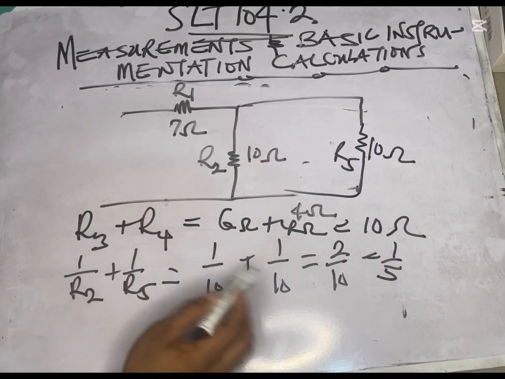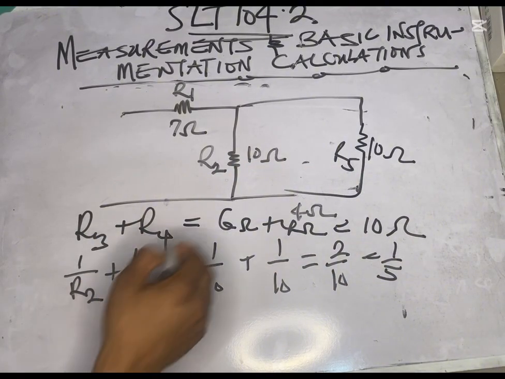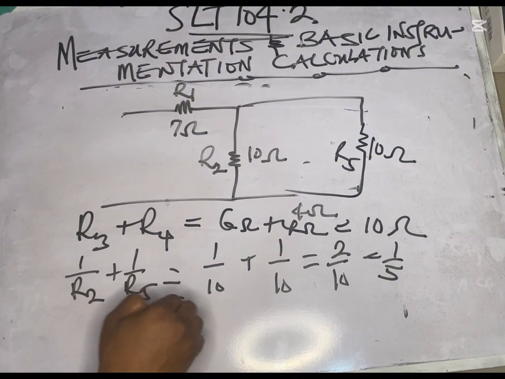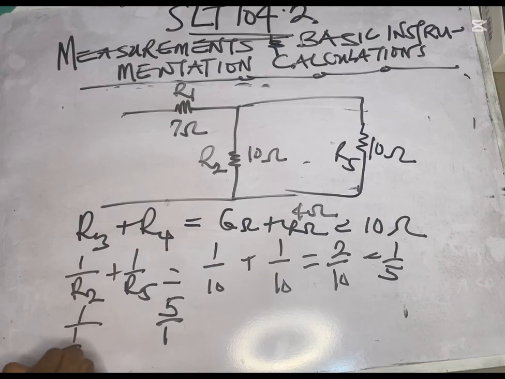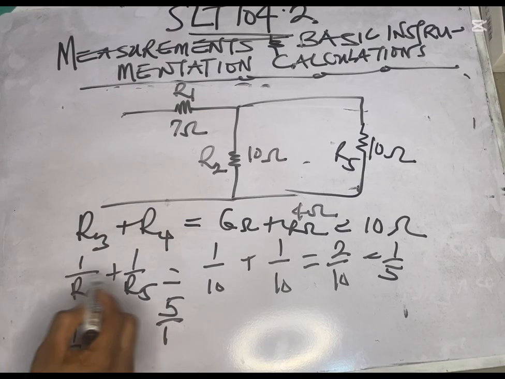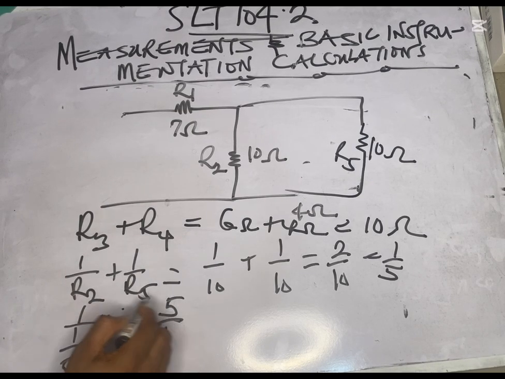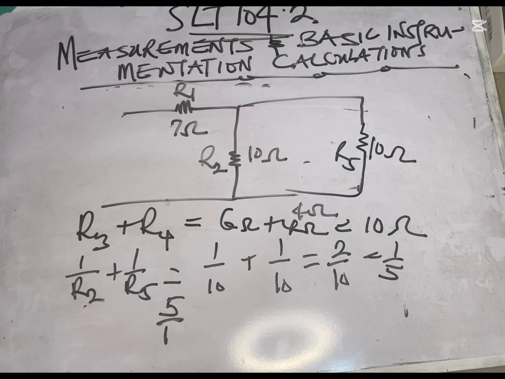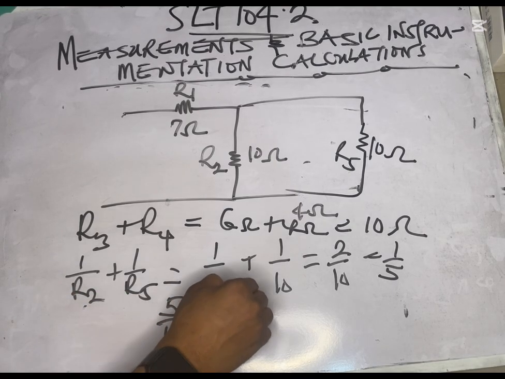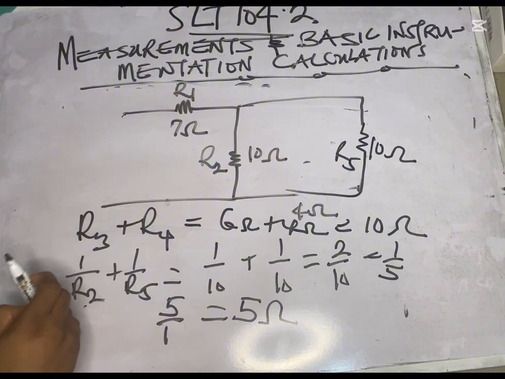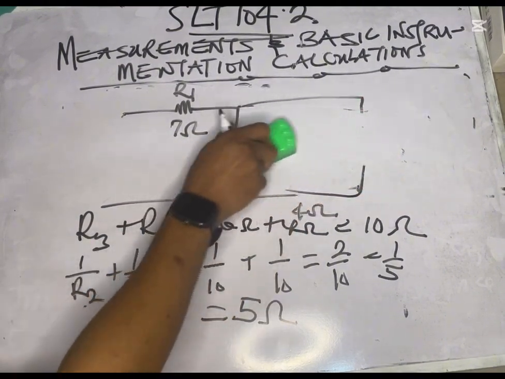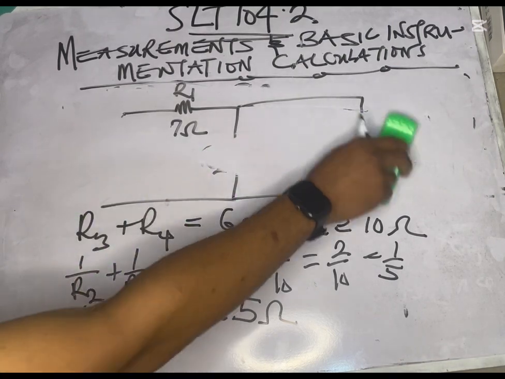So you know that 1 over 5, by the time you take the inverse again, this will now be 5 over 1. That is inverted. Remember, you have 1 all over 1 over 5, which is 1 over 1 times 5 over 1. So basically, if you take the inverse of that, you'll get 5 over 1, which is, at this point, 5 ohms. So it means that now you've been able to resolve these two.